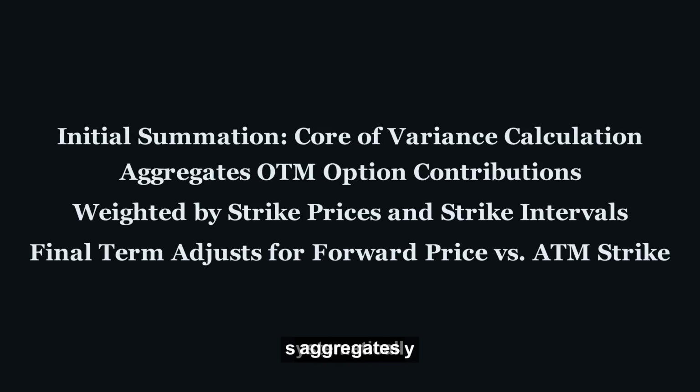It systematically aggregates the contributions of various out-of-the-money options, each weighted by their strike prices and the interval between adjacent strikes. The final term in the formula provides a crucial adjustment, accounting for the precise difference between our calculated forward price and the chosen at-the-money strike. In our next section, we will meticulously delve into the precise calculation of each component, completing our VIX-style index and revealing the market's implied volatility.